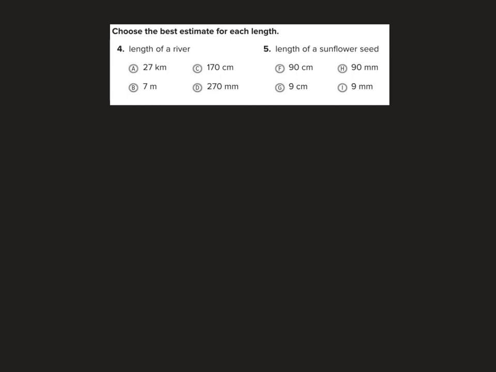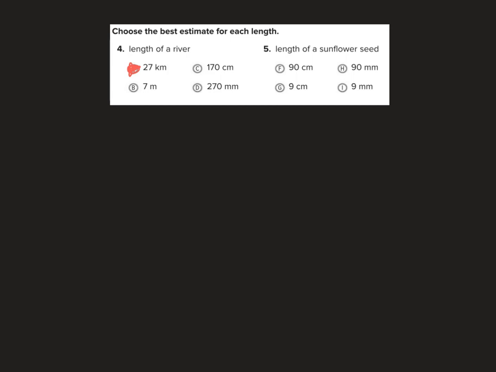Choose the best estimate for each length. The length of a river, super long. Definitely 27 kilometers, right? Kilometers are the longest ones, worth 6 city blocks about. So definitely rivers are long.